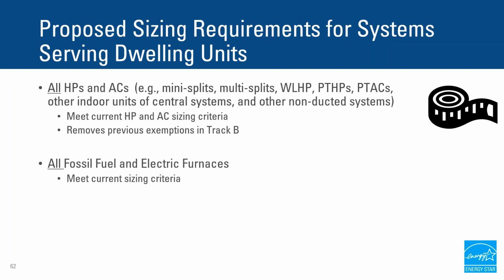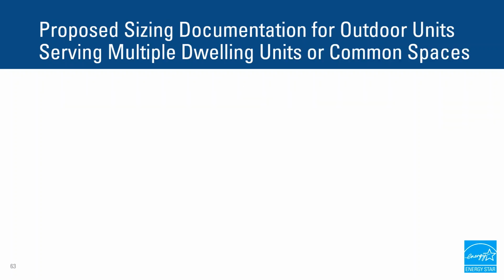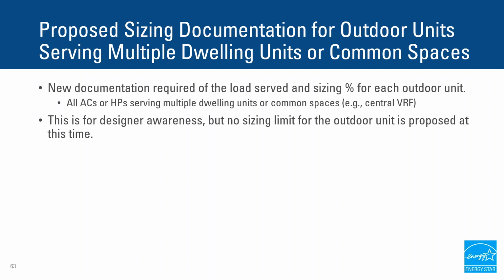And then in addition, we have heard that these are the sizing limits for all indoor units and units serving just one dwelling unit. However, for central systems, sizing is important. And we've heard that oversized VRFs can lead to a dramatic reduction in efficiency and significantly increased first costs. They can end up oversized if the loads for the outdoor unit are not based on the actual loads of the units themselves. So we're proposing new documentation for the load serving each outdoor unit and a sizing percentage.